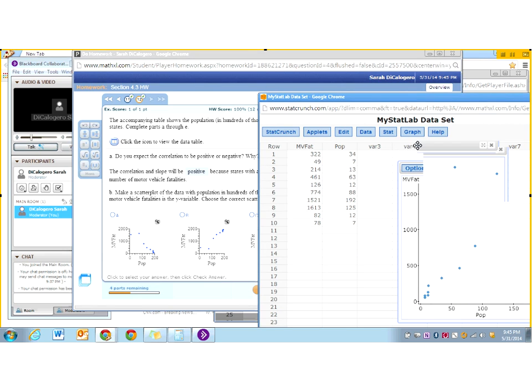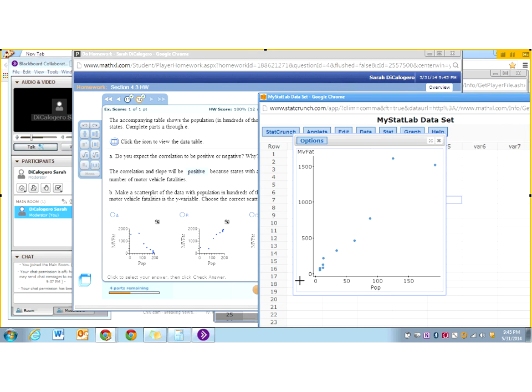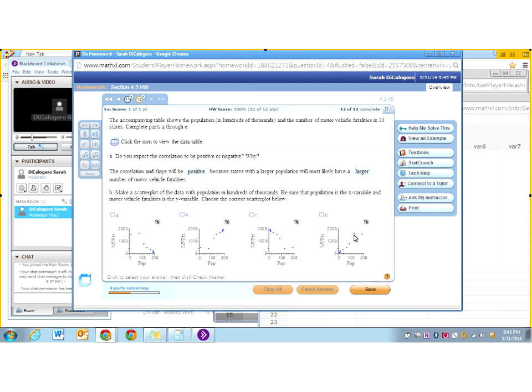Let's go back and take a look here. And what's interesting is our scatter plot has a lot at the beginning and kind of less at the end. Well, this one has less at the beginning and more at the end. So I'm going to think this one has more at the beginning, less at the end. I'm going with D.